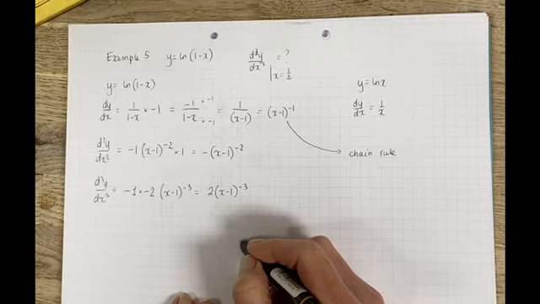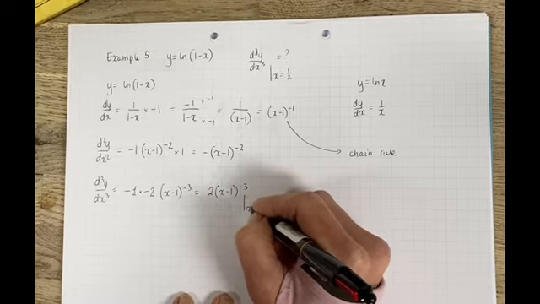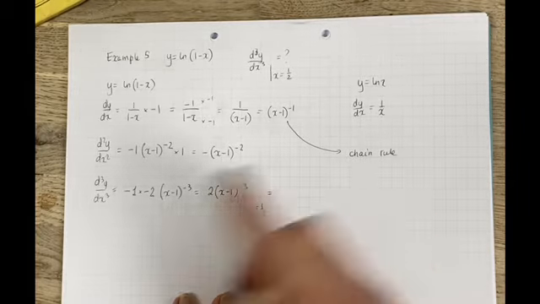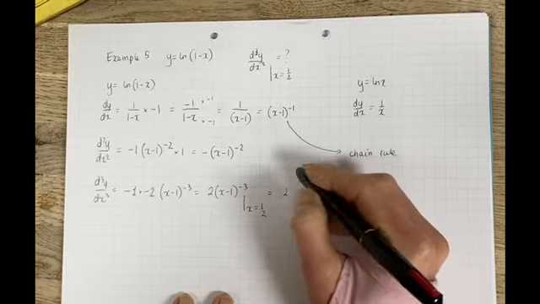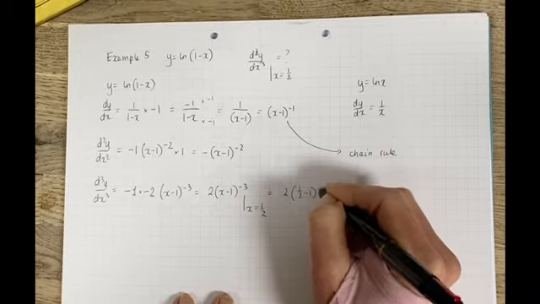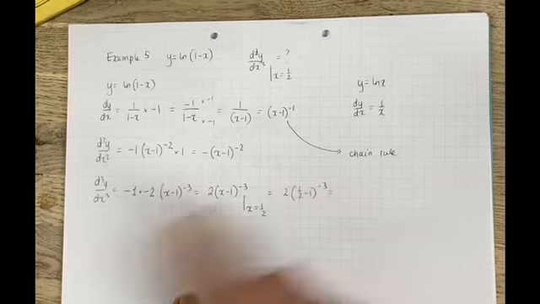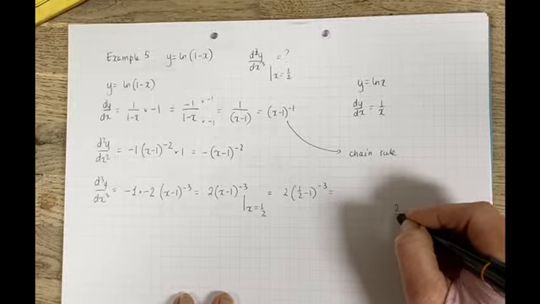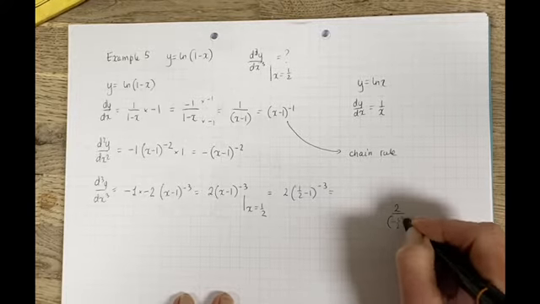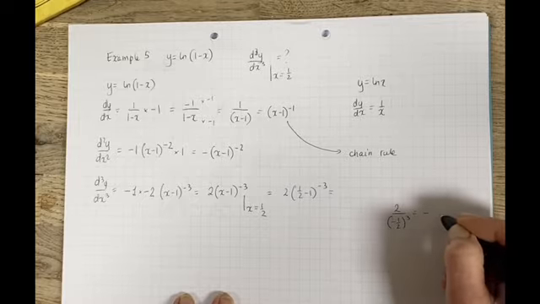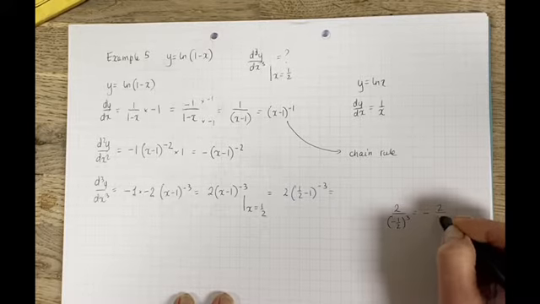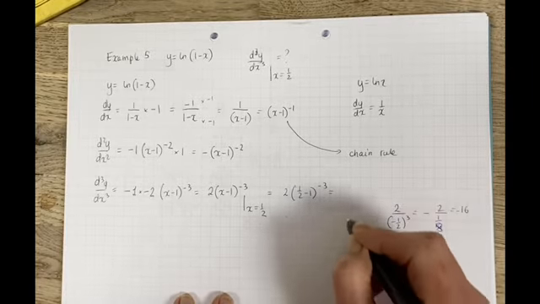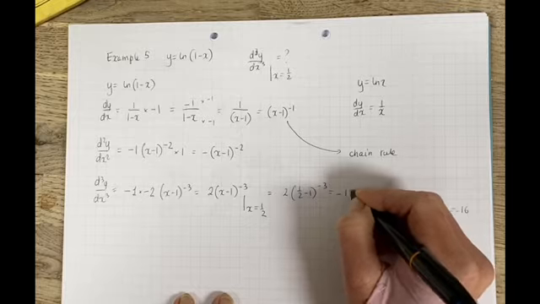We are just asked to find the value of this when x is equal to 1/2. So we are going to obtain 2 times (1/2 minus 1) to the power of minus 3. You can pop it into the calculator, but I'll do it as 2 over (minus 1/2) cubed. So it gives you negative 2 over 1/8, which is minus 16. Minus 16 is the answer.